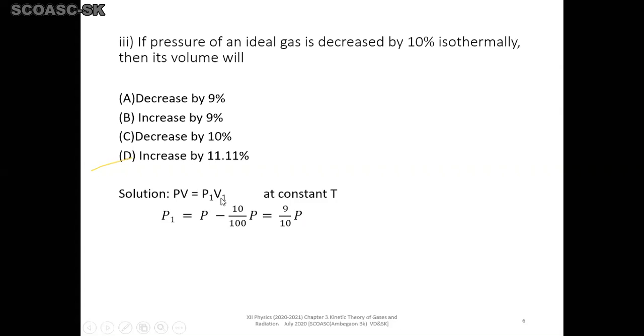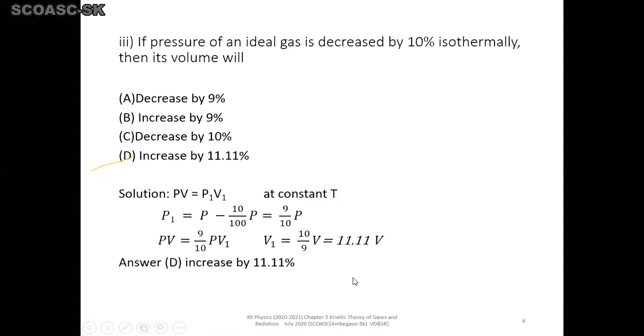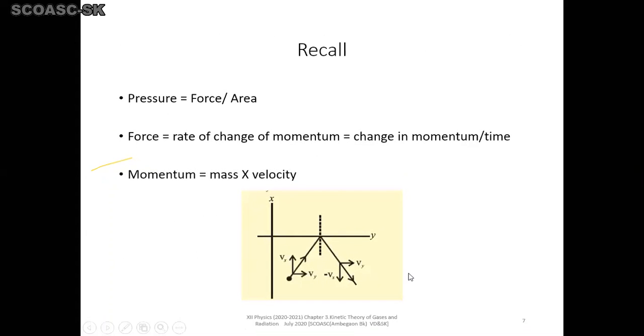Now if I put this 9 by 10 P, I can cancel off, and the volume is going to be 10 by 9 times the original volume. What is 10 by 9 times? It is 11.11 of V. If I am talking in terms of 100, then in terms of percentage, it is increased by 11.11%. So your answer comes out to be D, that is the increase by 11.11%. Let me move on to the next slide.